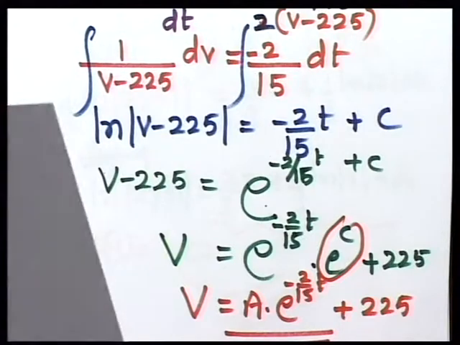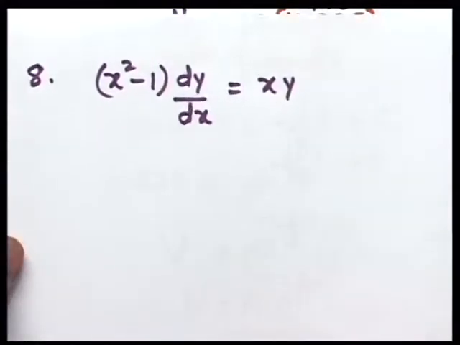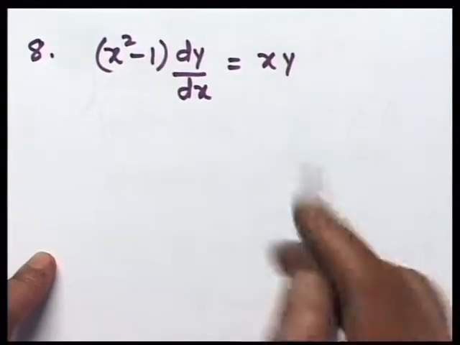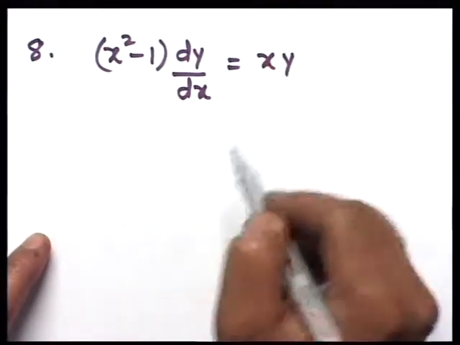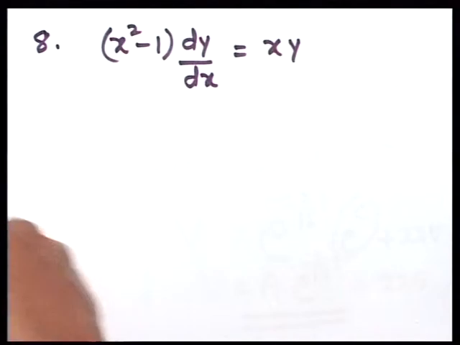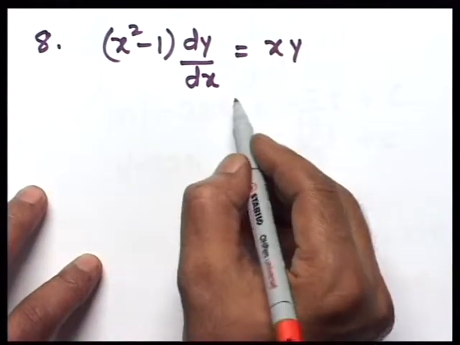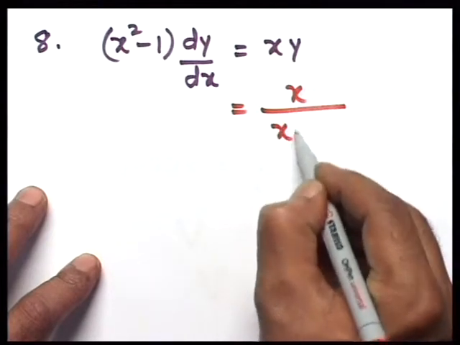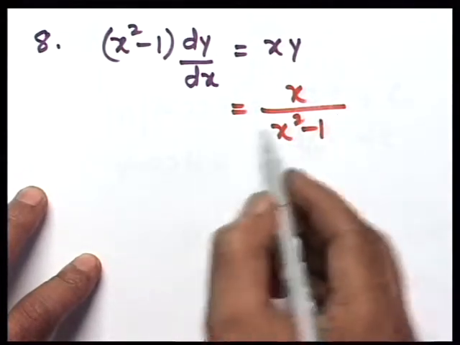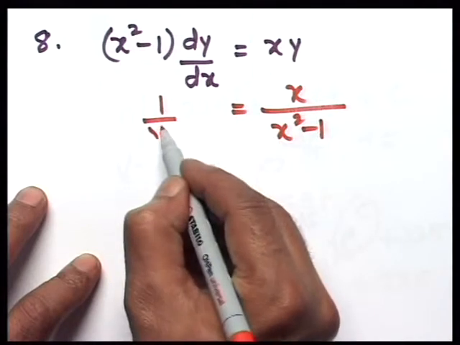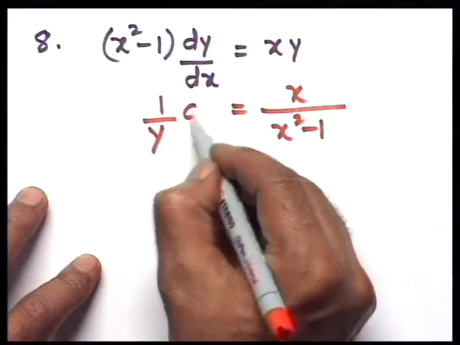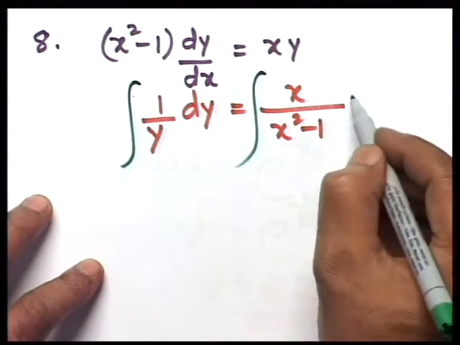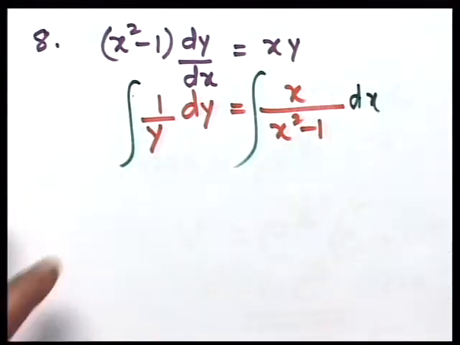We have question 8 here. x squared minus 1 dy over dx is equal to x and y there. Maybe we are in partial fractions or not, we don't know yet. Let's see. I keep the x there, divided by x squared minus 1. Yes, we are in partial fractions. 1 over y, dy. Integrate, done. That's a dx please.